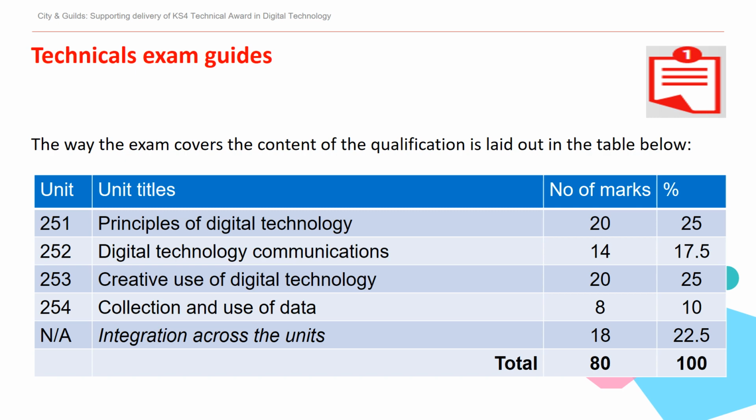Overall, there is a maximum of 80 marks obtainable from the exam, and we provide you with guidance on how many marks come from each unit so that you can see where the emphasis lies. And here you can see not only the number of marks per unit, but the percentage that is attributed in the exam.